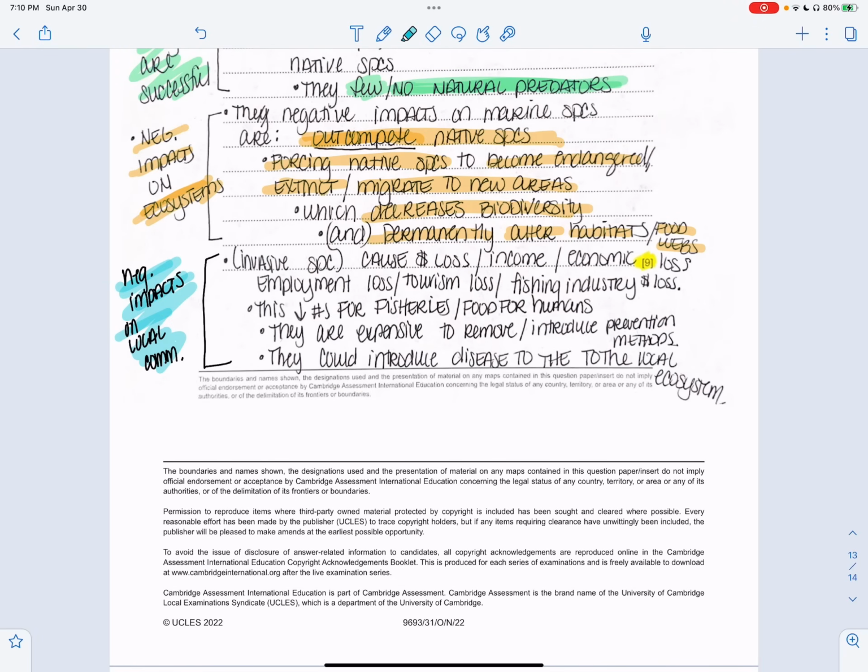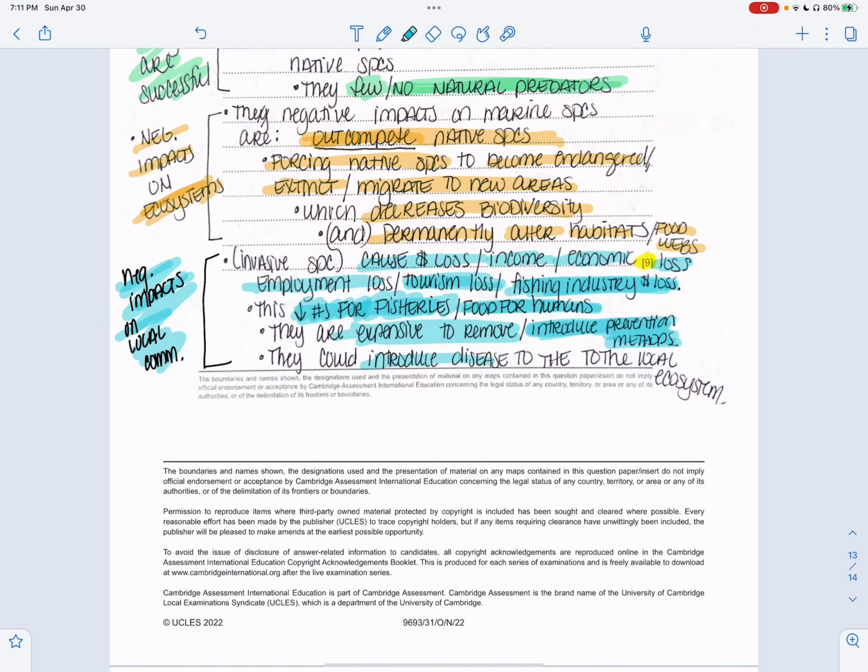So human communities. Invasive species will cause money loss, income loss, or economic losses. There could be employment loss, tourism loss, fishing industry money losses. This will decrease the numbers for fisheries to catch, or food for humans, because again, they are eating a lot of the food sources. That's not just other organisms' food sources, but humans' too. They're expensive to remove, and introducing prevention methods for humans to start doing could also be difficult. And those prevention methods typically don't always work without something else negatively occurring.